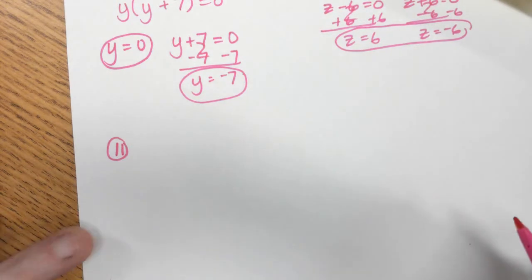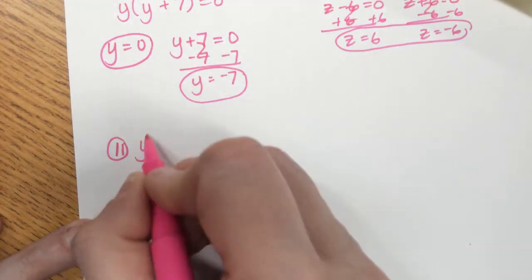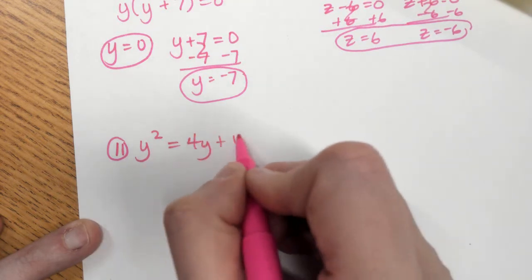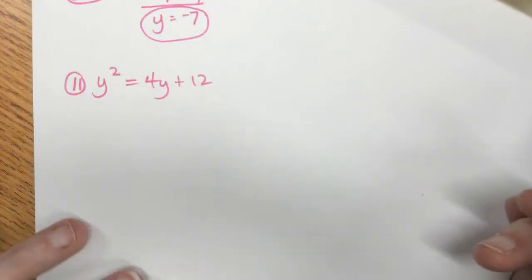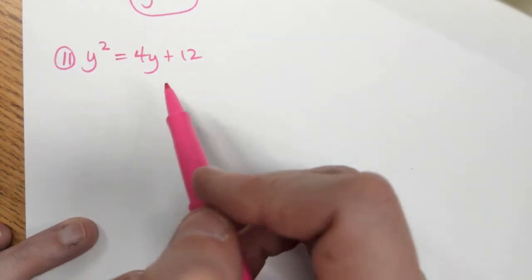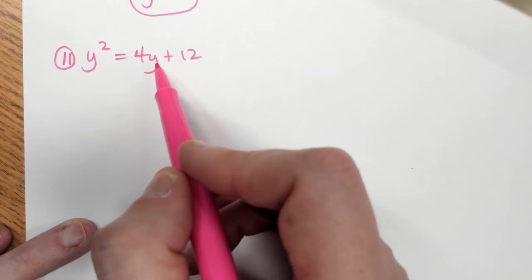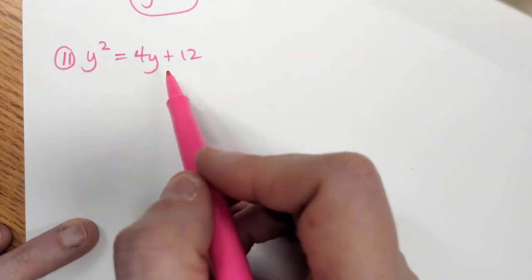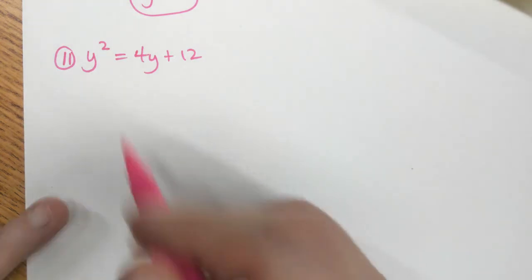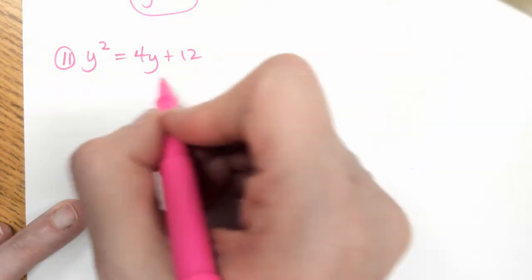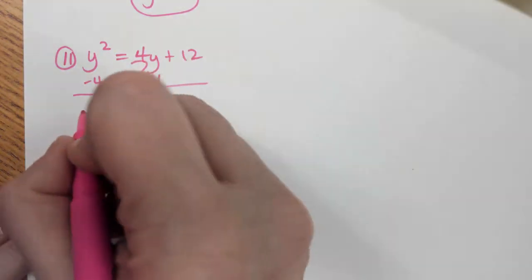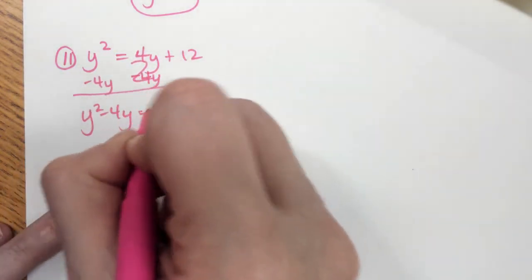11 made a lot of people go, what? They got crazy face. Okay? y squared equals 4y plus 12. So I need to get everything on the same side of the equal sign. I could subtract y squared from both sides to get them both on the same side of the equal sign, but my box doesn't work when y squared is negative. So I'm going to subtract 4y from both sides. Now I have y squared minus 4y equals 12.